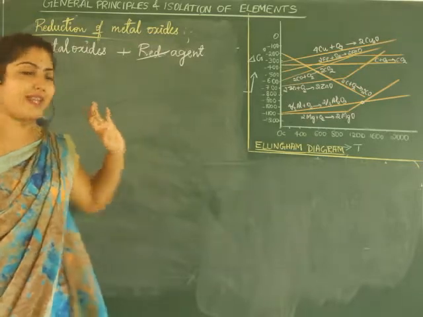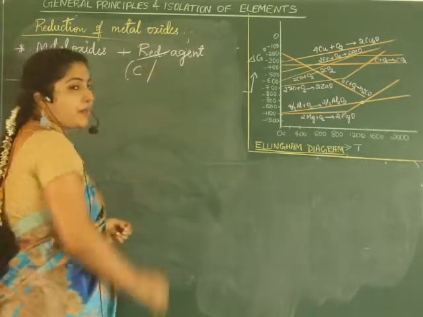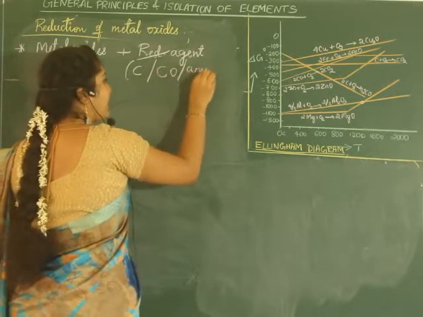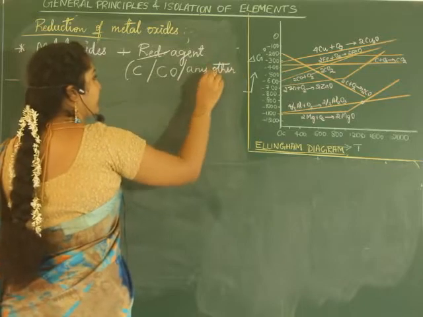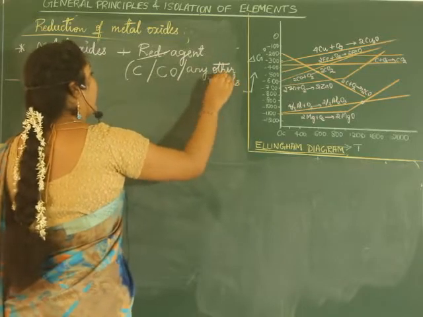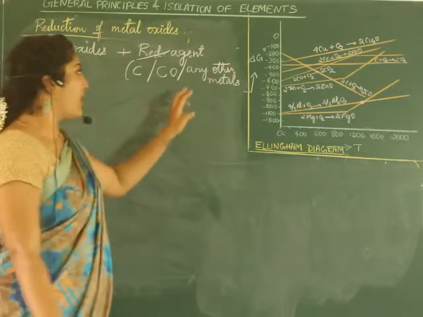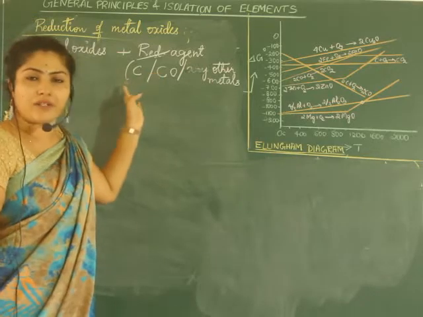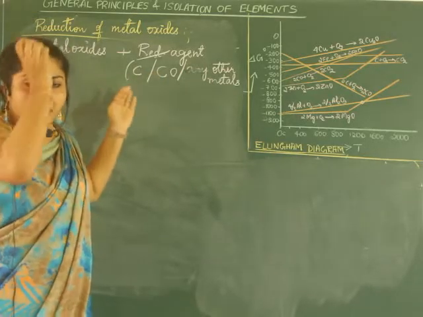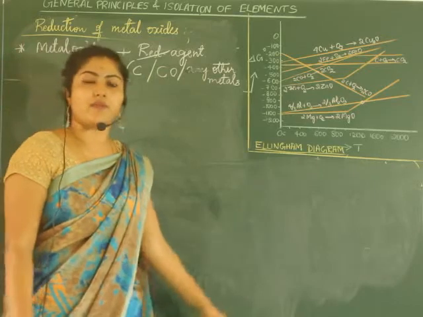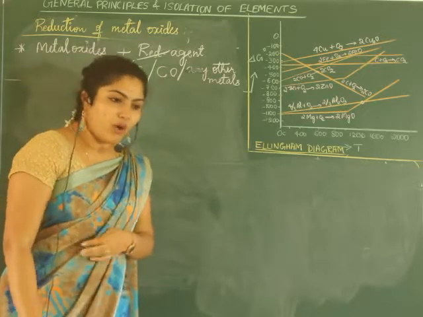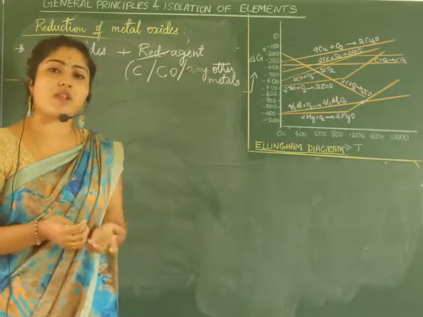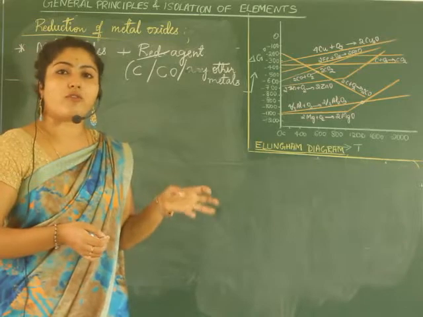Now, which is the reducing agent here? The reducing agent can be either carbon or carbon monoxide or any other metals. I need not mention any other. Carbon is also called coke, C-O-K-E. Coke or carbon monoxide or other metals will be used as reducing agents. For the choice of reducing agent, to know which one is suitable, we have to follow some principles.